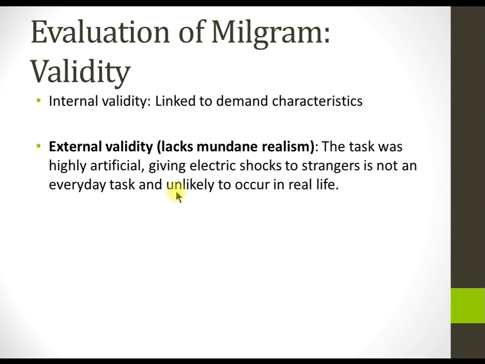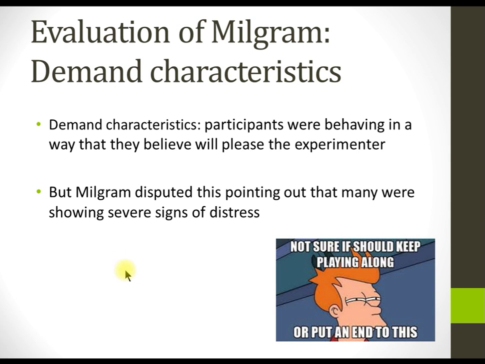So let's talk about internal validity. Could there be an alternative explanation within the study itself that explained the behaviour, other than the fact that they were just obeying what Milgram suggested was legitimate authority? Well, one possibility is demand characteristics. We touched on this before. Remember, demand characteristics is when the participant figures out the purpose of the experiment and behaves in a way that they believe will please the experimenter.